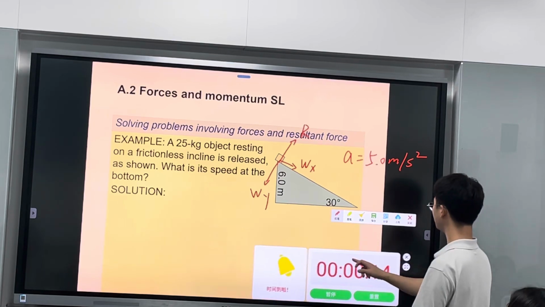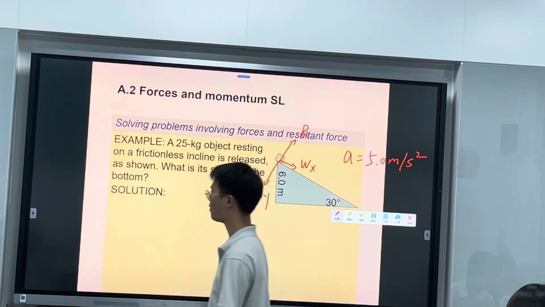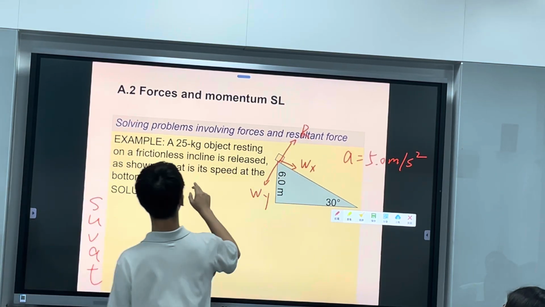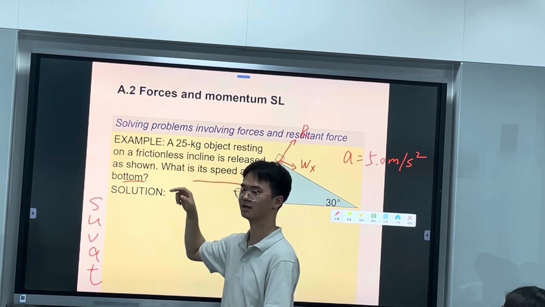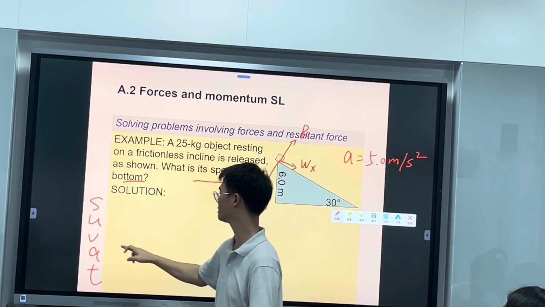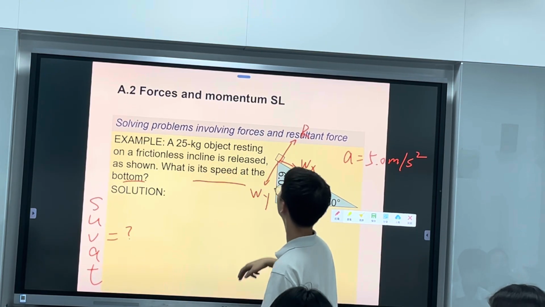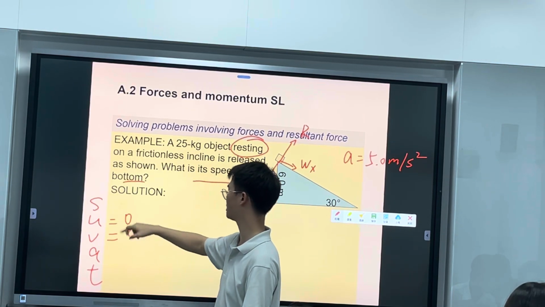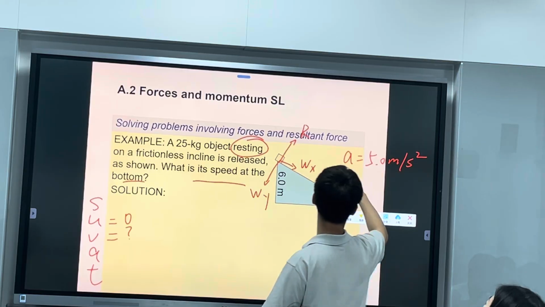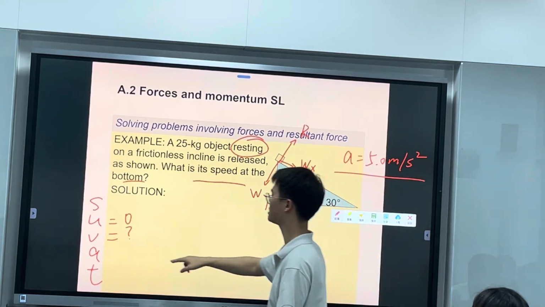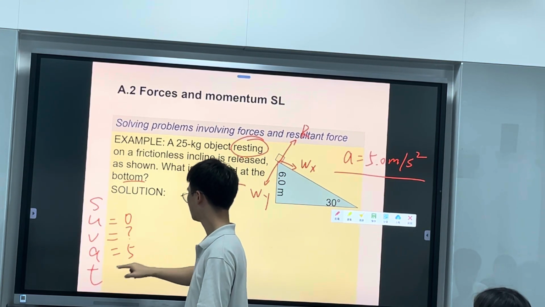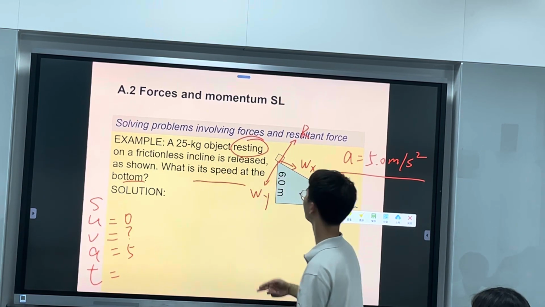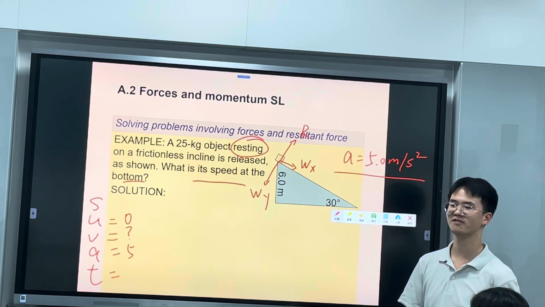So if we're going to use SUVAT, then step one we're going to write down SUVAT. What do we know, right? We're looking for speed at the bottom. Is that initial speed or final speed? Final. So we're looking for final speed. What do we know? Resting. So initial U is 0. We just calculated acceleration, right? So acceleration we know. Do we know time? We don't know. Do we know S? Yes, we can. How can we find out S?